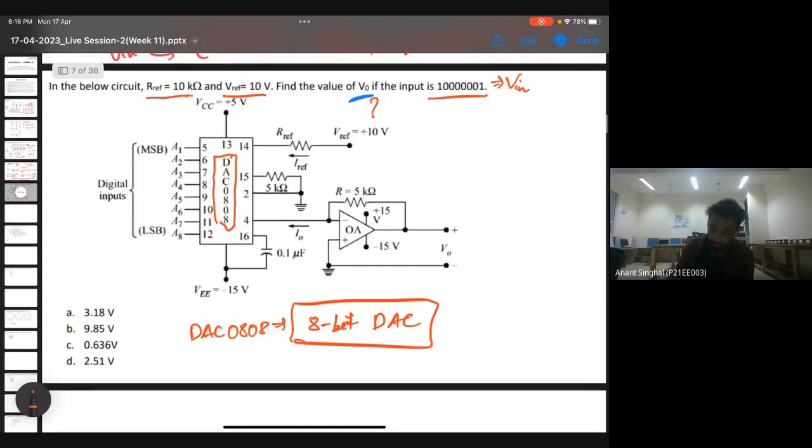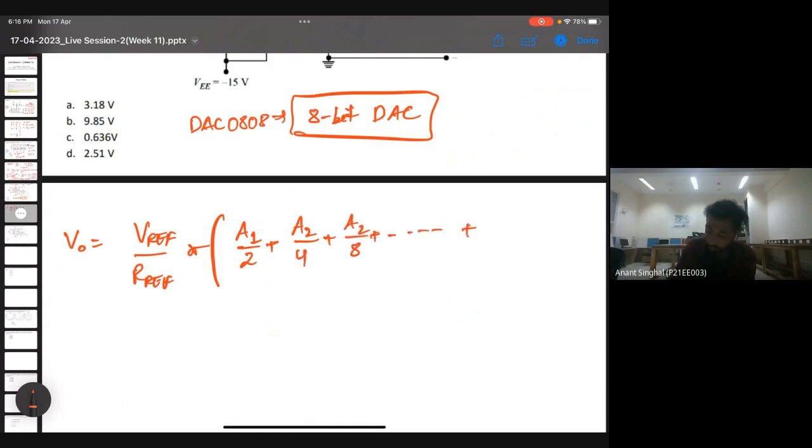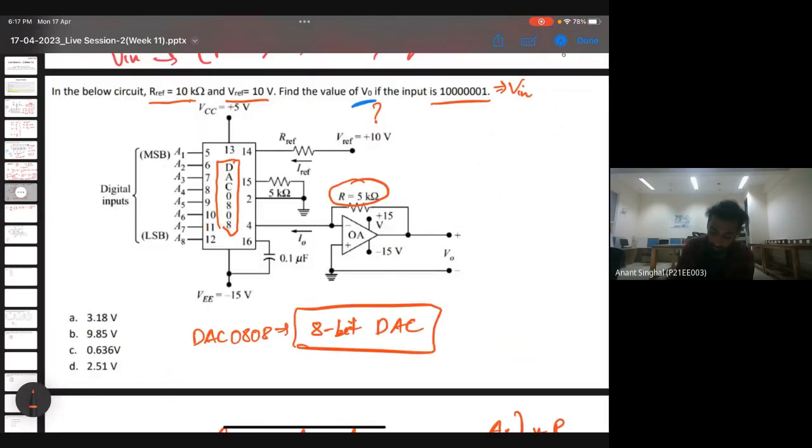For this circuit, we have a certain formula, which is the output given by Vref upon R reference into the MSB divided by 2. Since this is 8 bit, it will go till 8 by 8, and since 2 to the power 8 is 256, it will go till 8 by 256 into R. So we have certain terms. This is the R, this is RF, and this is VREF, and everything is given in the question. So we'll just apply it.